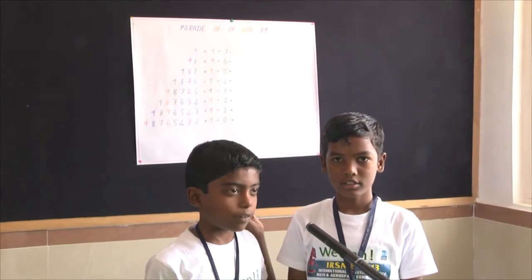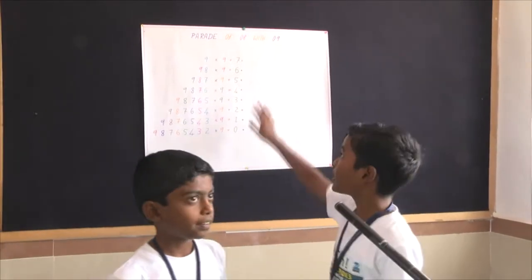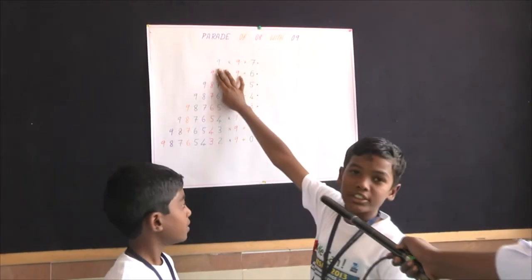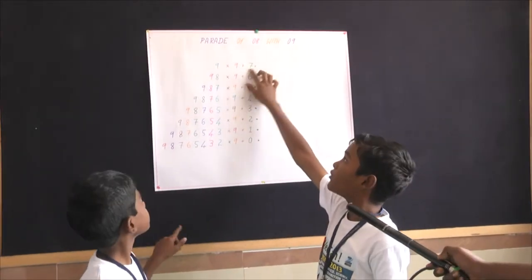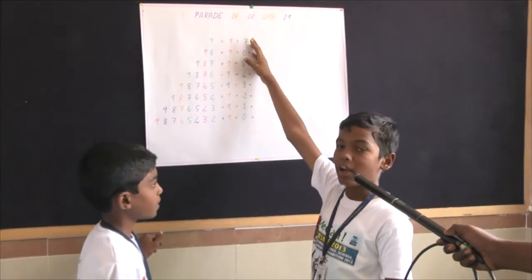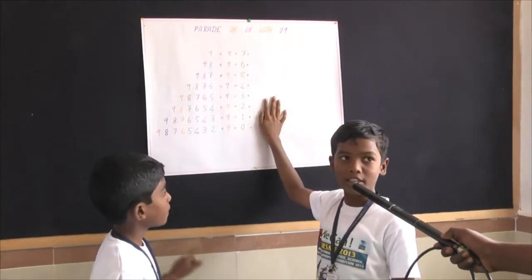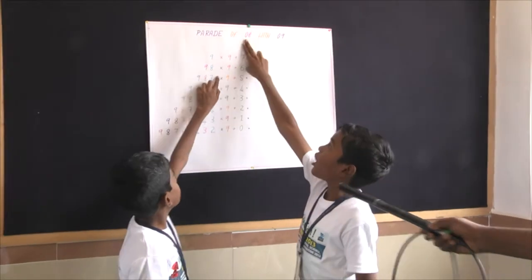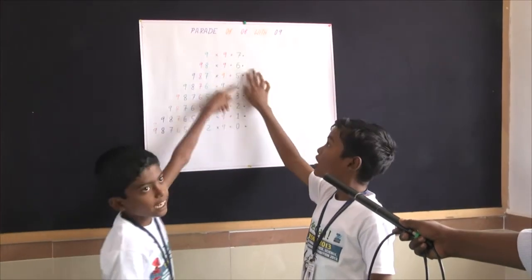Our topic is parade of 8 with 9. Now first we want to multiply by 9 and we will get the answer as 8 because our topic is 8 with 9. So if we multiply we will get all the answers as 8 because the topic is 8 with 9. So can you see any order?